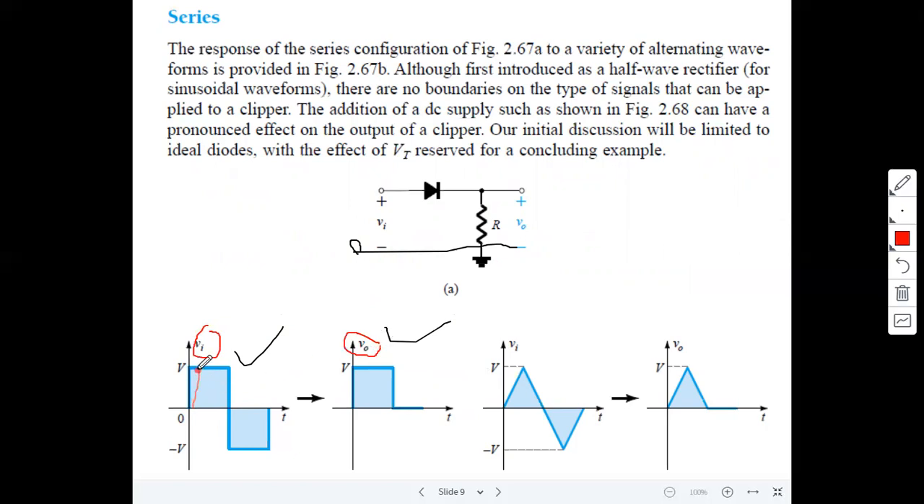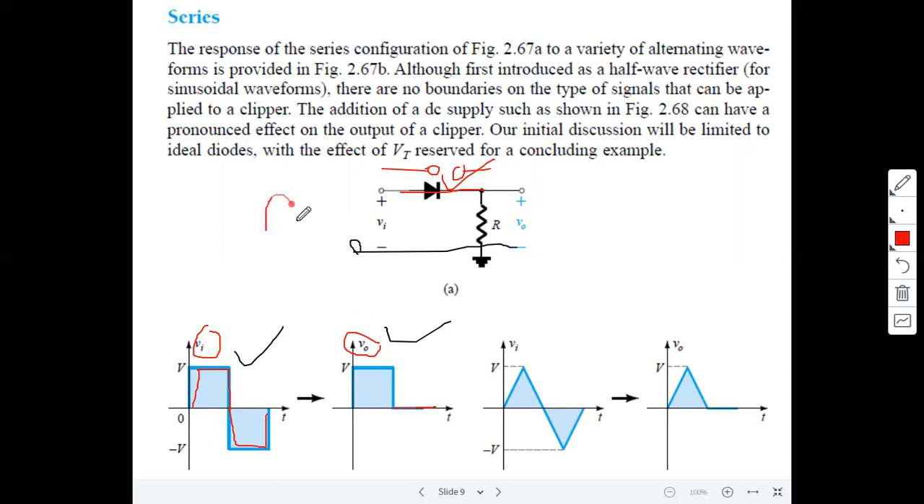During the entire positive cycle, the diode is on. On means short circuit, so the output follows the input. Simply, the output resembles the input signal. During the entire negative portion, the diode is off. When the diode is off, it means open circuit. There is no current flowing through the diode, so the output is equal to 0. Same as the rectifier circuit operation.